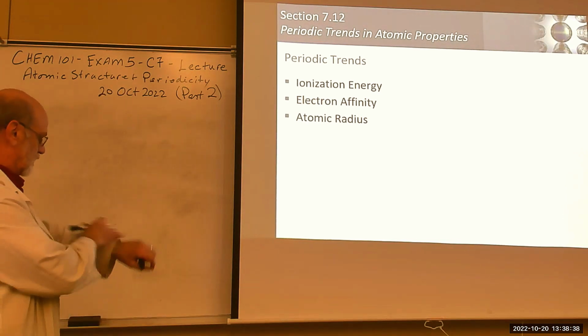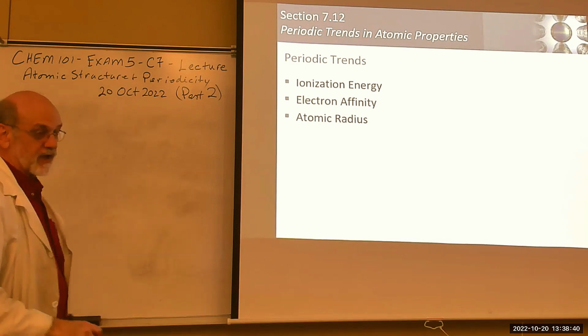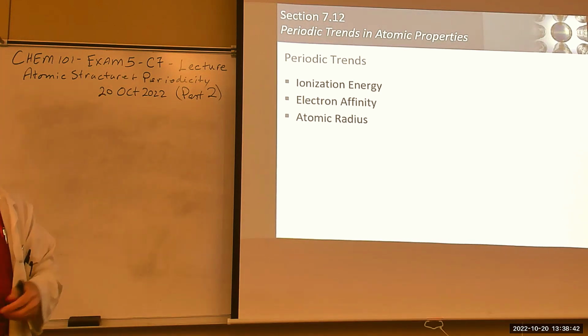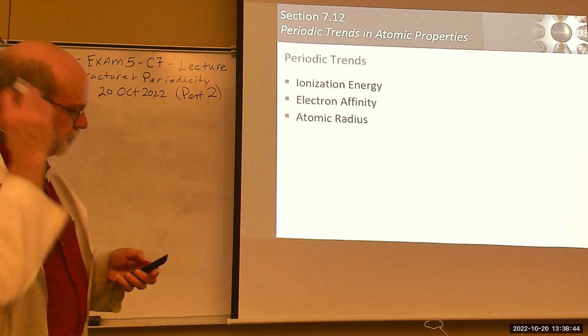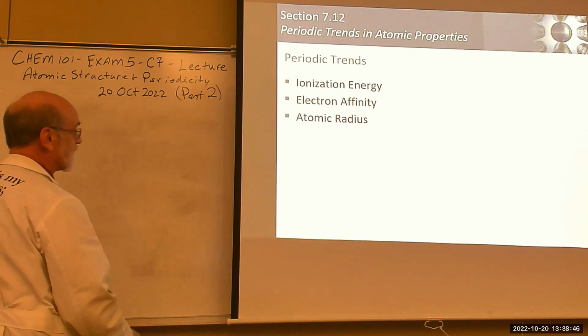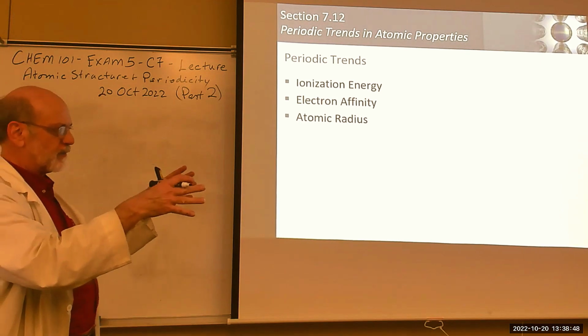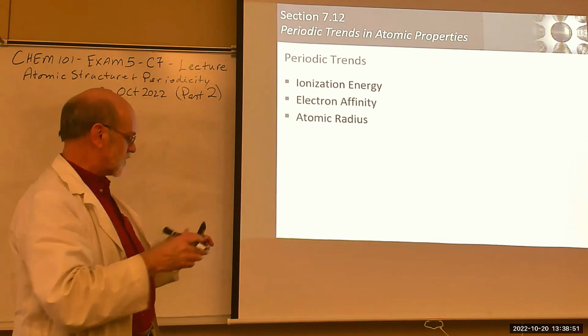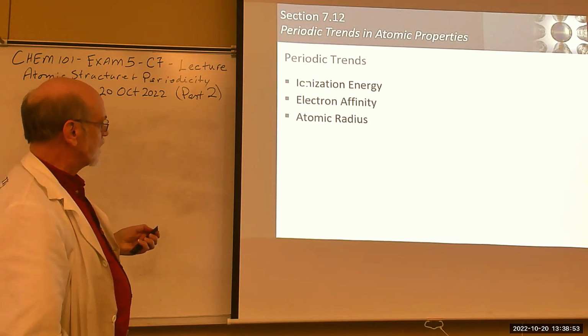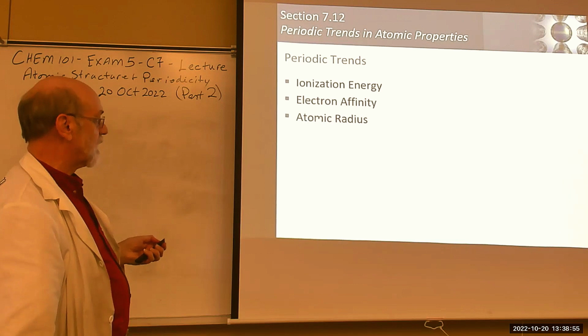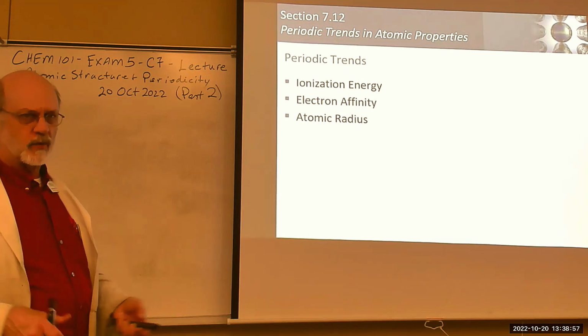Okay, periodic trends. We've got 5 minutes. I'm going to go over, so if you have to leave, fine. Periodic trends on the table. So we're looking at the periodic table. We want to answer some questions about these factors: ionization energy, electron affinity, and atomic radius. Now I need to define what those are, of course.